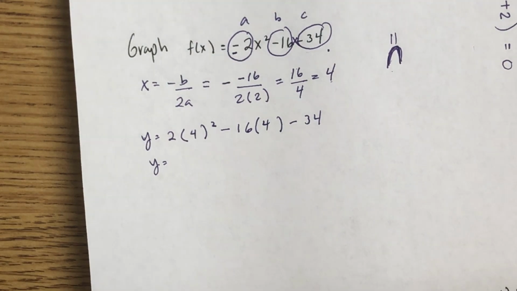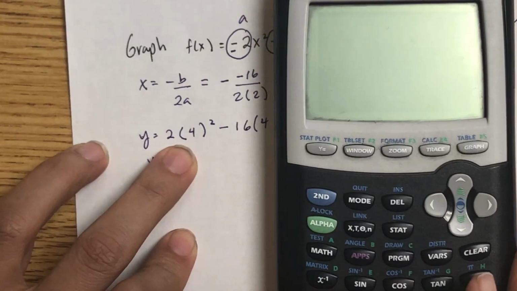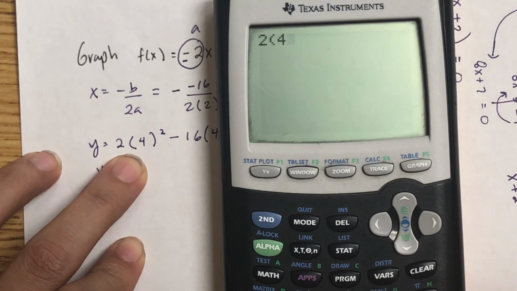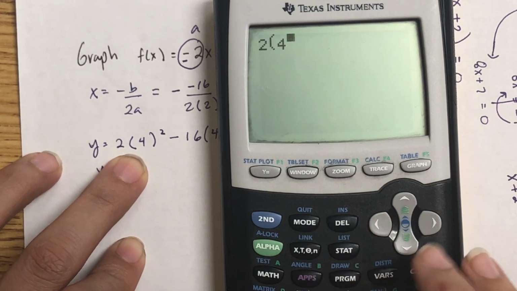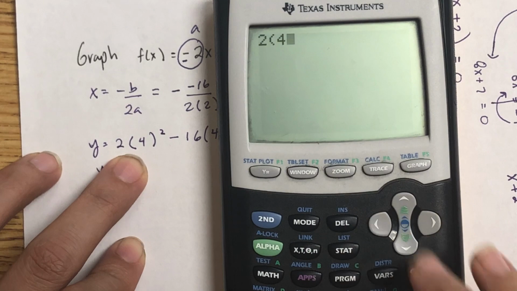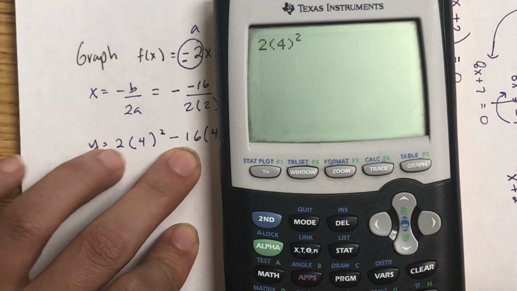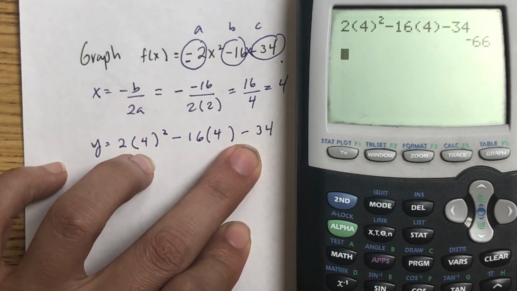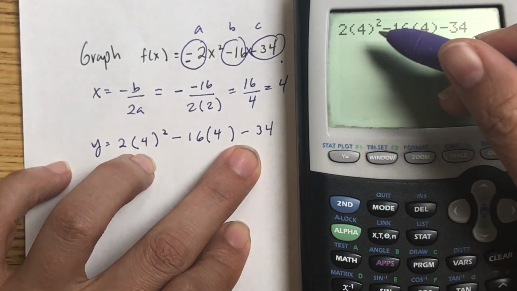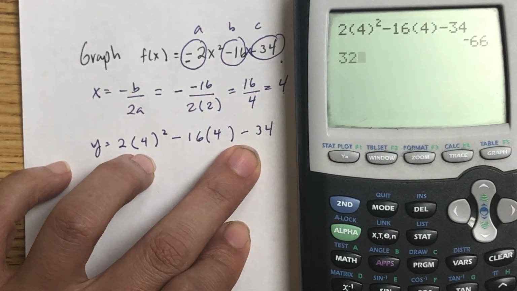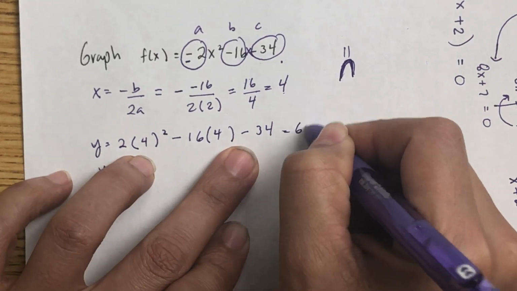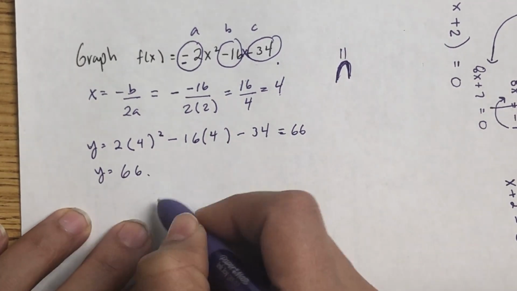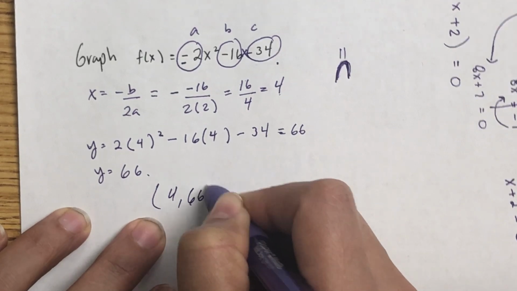So y equals, just take your calculator and punch it in. It'll just be faster. And you're just punching in what you see. So 2 parentheses 4 squared, 4 parentheses, my bad. 4 parentheses squared minus 16 parentheses 4 minus 34. I'm just going to make sure I did that right. So that'd be 16 times 2. 16 times 2 is 32. Minus 64 minus 34. Yeah, so it's the same thing, which is negative 66. So y is negative 66. So my vertex happens at 4 and negative 66.